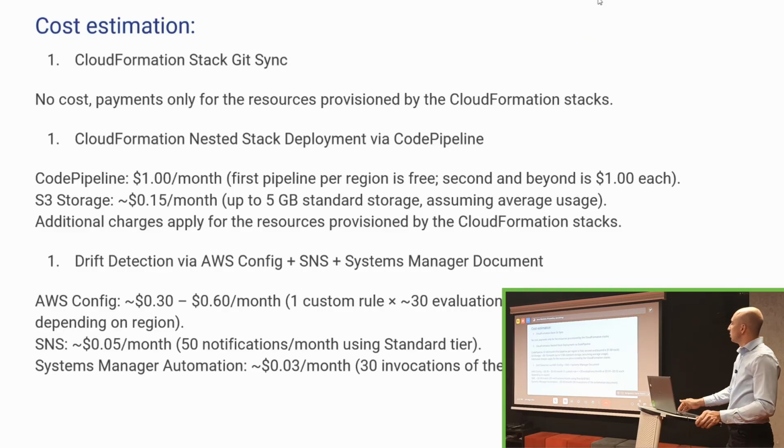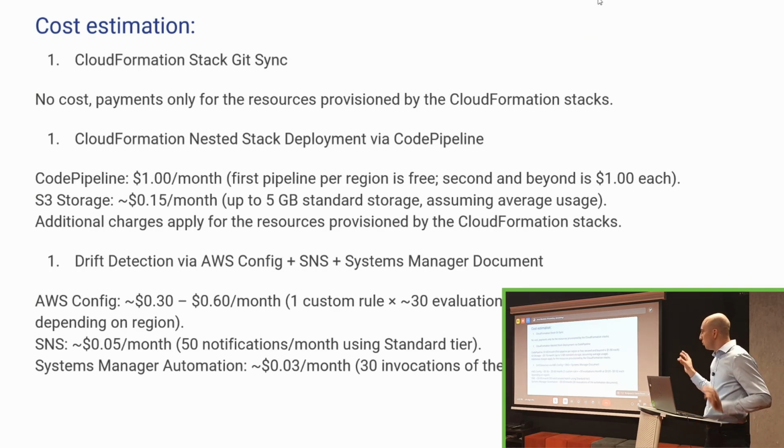For the first question about runners, in this solution for nested stacks, I'm using only AWS pipeline. I'm not using GitLab runners for it. And okay, about the second question.